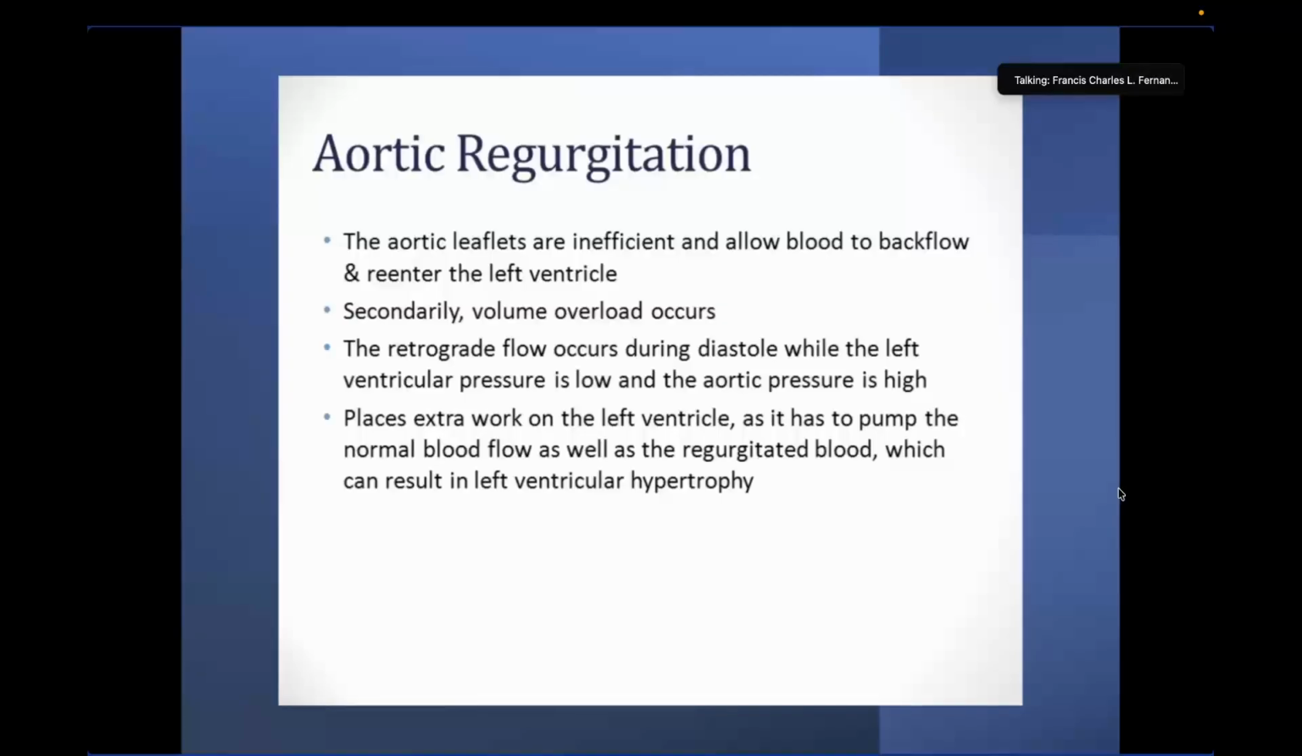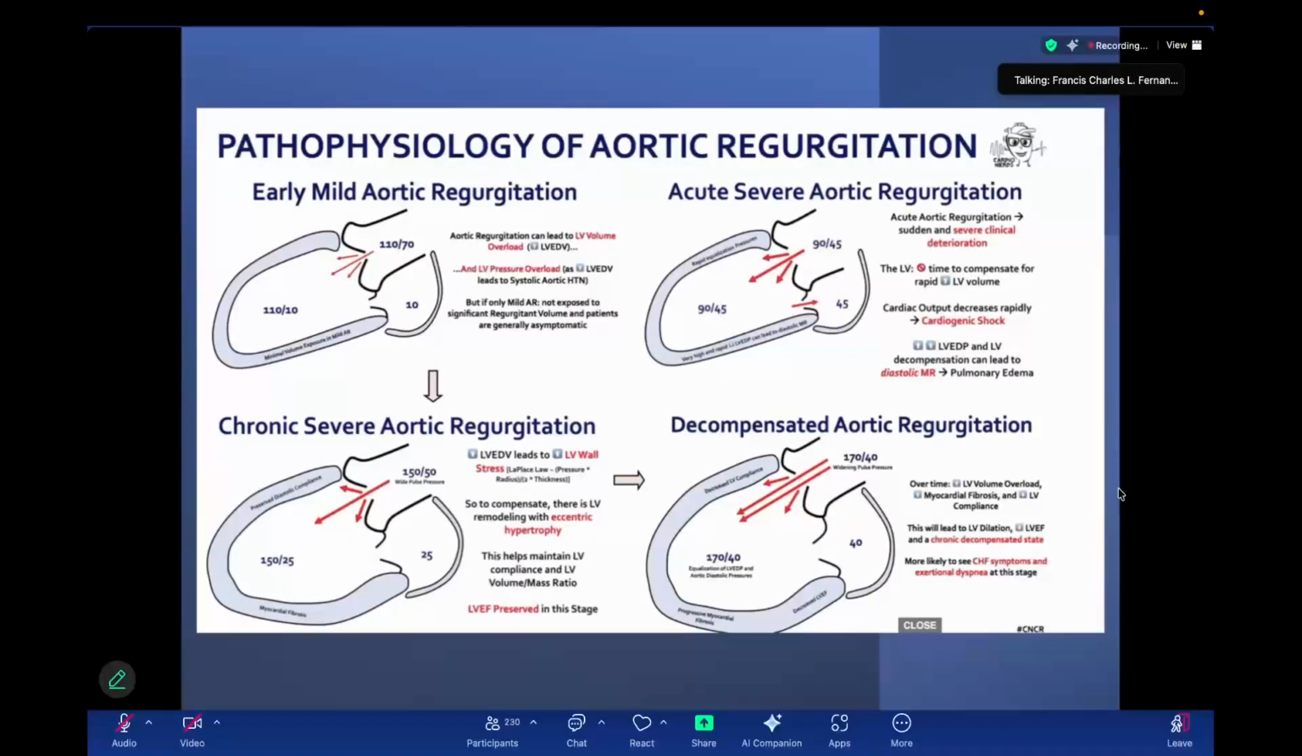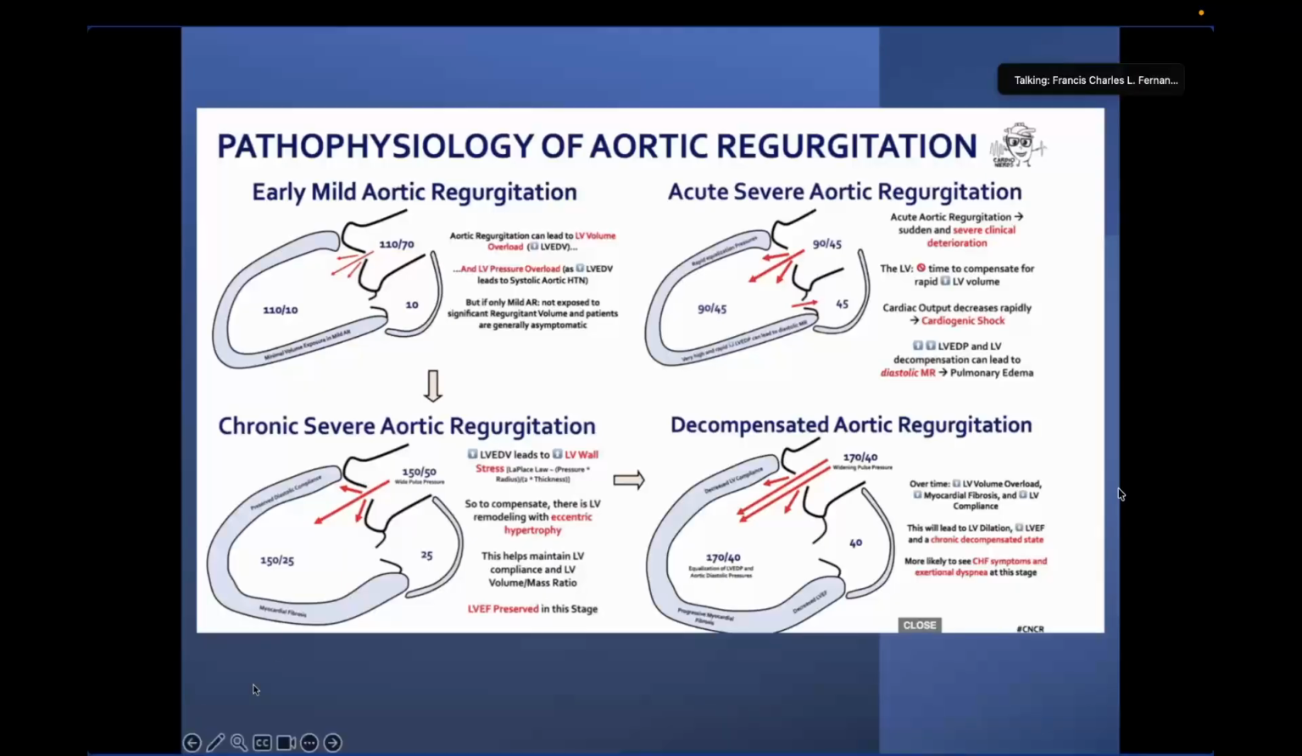So eventually, volume begets volume. The left ventricle has to comply with the additional volume. Hence, you have eccentric hypertrophy. So this is the physiology. Normal, mild, you have regurgitation, 110 over 10 inside the LV. In the aorta, it's 110/70.